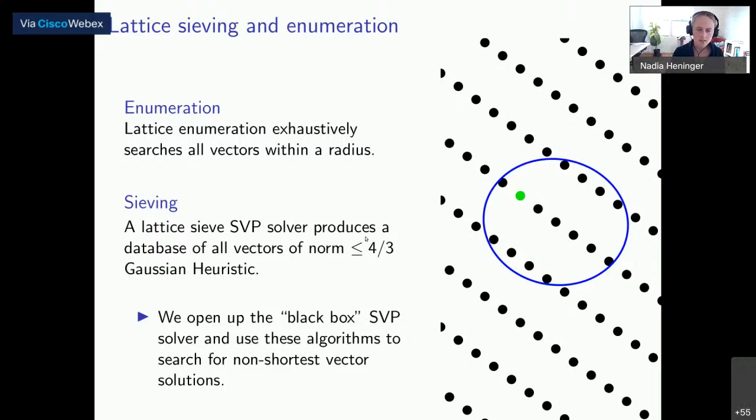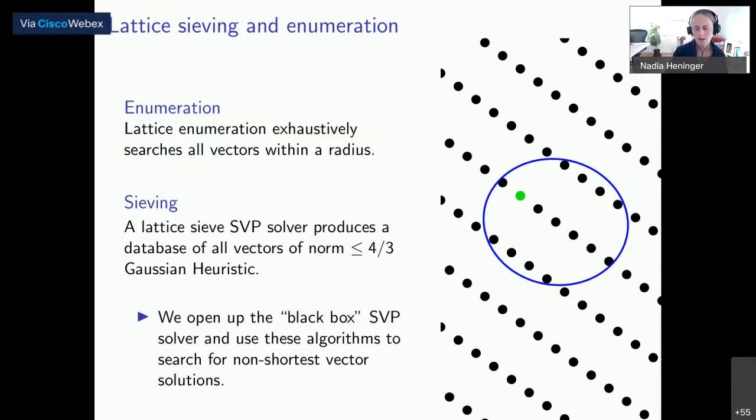And then for lattice sieving algorithms, many shortest vector solvers, as a side effect of computing the shortest vector in the lattice, actually produce a database of all vectors of norm square root of 4/3 times the length of the expected shortest vector. And so in this case, we can just search through the exponentially many vectors in this database. We don't just have to rely on having the shortest vector. So what we're doing in this paper is essentially opening up the black box shortest vector solvers and using these algorithms to search for solutions that are not necessarily the shortest vector.